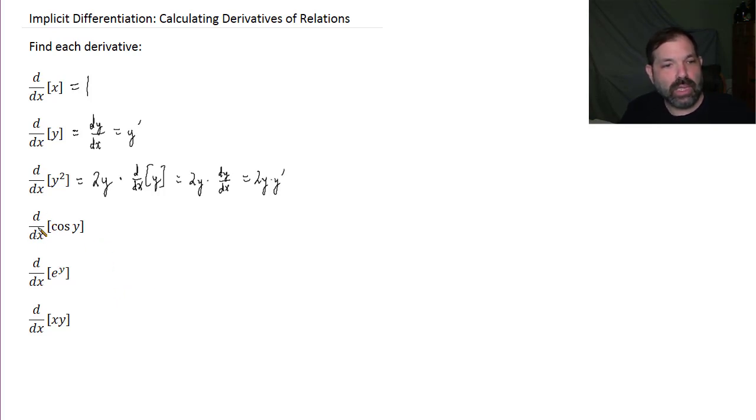So then what's d by dx of cosine y? Same idea. If we assume y is a function of x, then we can apply the chain rule. The derivative with respect to x of cosine y would be negative sine y times dy dx, or negative sine y times y prime. Similarly, why don't you find the other two? What's d by dx of e to the y, and what's d by dx of x times y? Now would be a good time to pause and try these on your own.